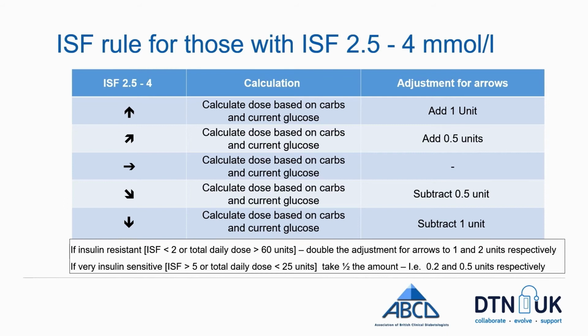And for those people who are on very little insulin, they're quite insulin sensitive. If your insulin sensitivity factor is greater than 5, or your total daily dose is less than 25 units, then you'd halve that. So you'd add a quarter of a unit for an oblique arrow, and a half unit more if you're going up with a straight arrow, and a quarter unit off, or half unit off if you're falling down. Of course, you can't do that with pens, and you might just use that information to round up or down the dose you're going to take.